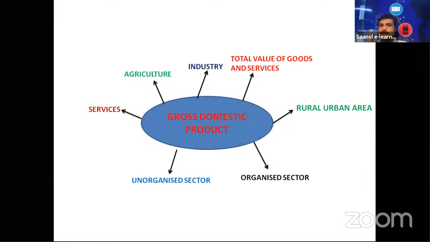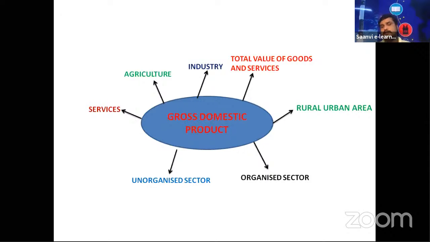And a brief summary of the lesson. And one more here, gross domestic product. These are the topics that come under it: industry, total value of goods and services, rural and urban, organized sector, unorganized sector, service sector, agriculture. So please remember all these points as they are. Draw a diagram in your CW before you start writing your question and answer. So these are key points. If you know these points, you can score full marks from this topic.